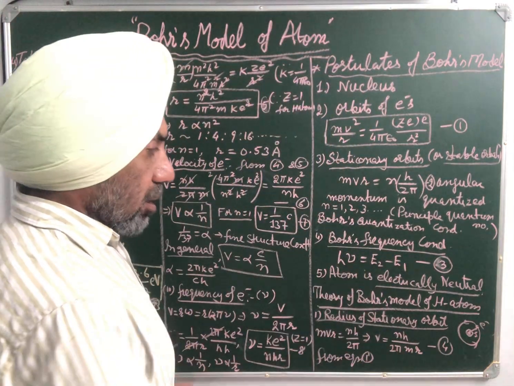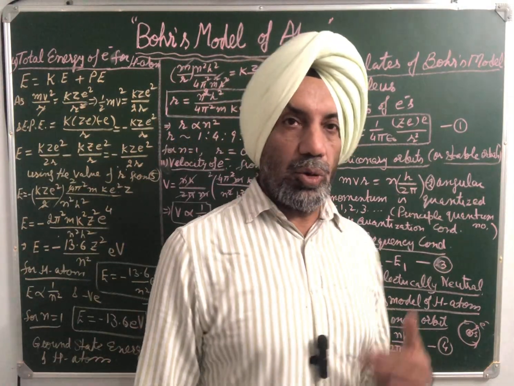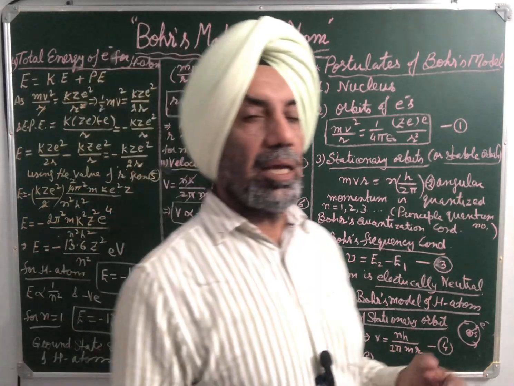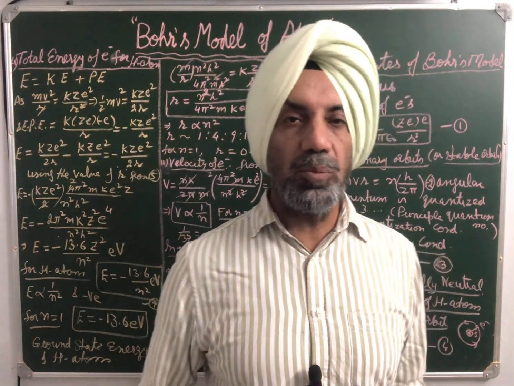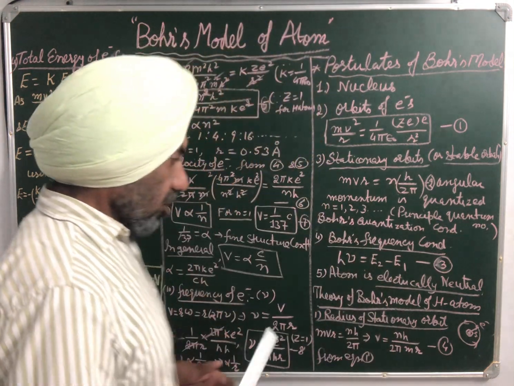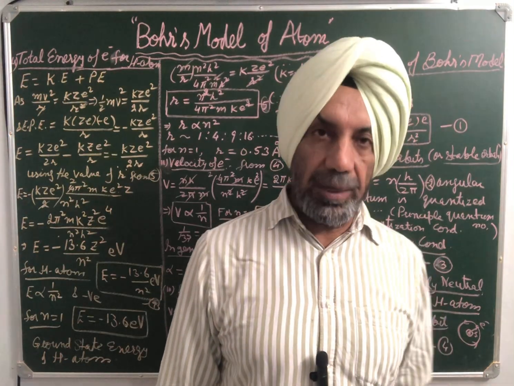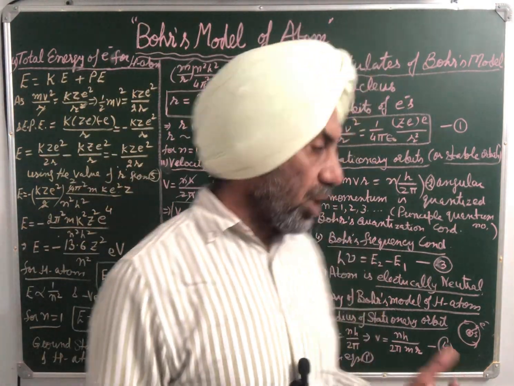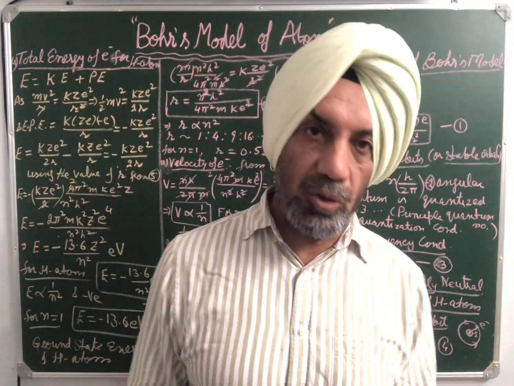Lastly, since the total negative charge of electrons is equal to the total positive charge of the nucleus, the atom is electrically neutral. So these are the 5 postulates of Bohr's model of atom. Now we will discuss the theory of Bohr's model of atom, especially for the hydrogen atom, which is true for all atoms. So for the hydrogen atom we will take Z = 1, atomic number equal to 1.